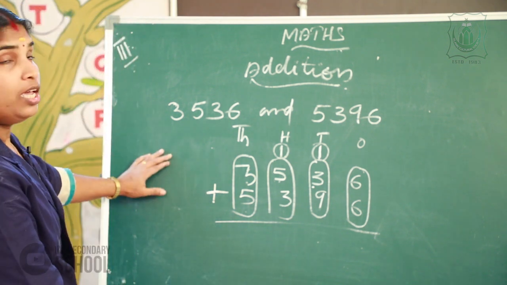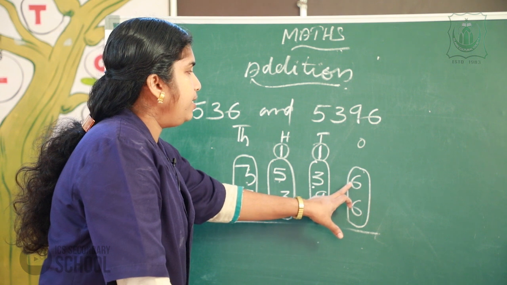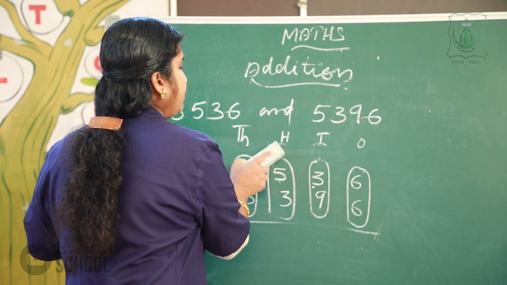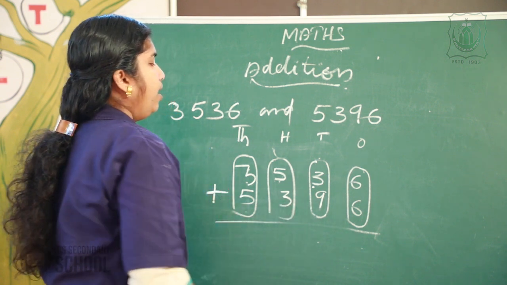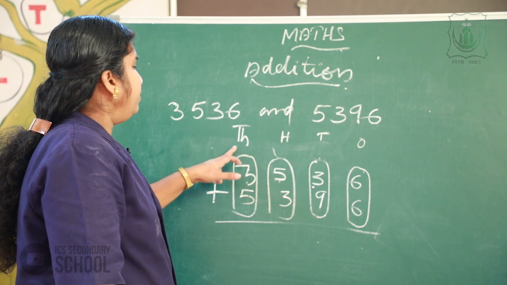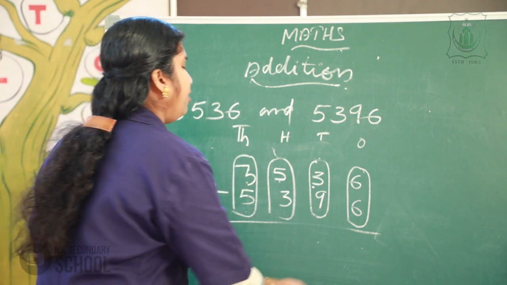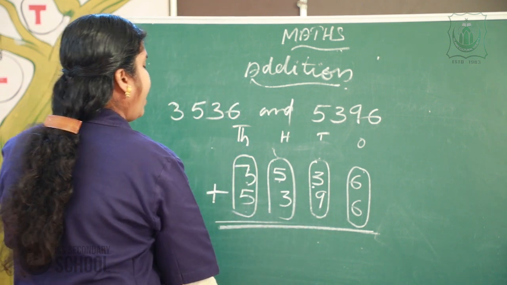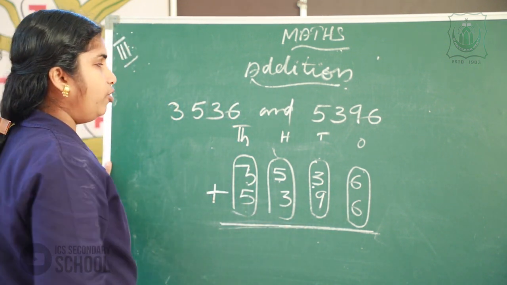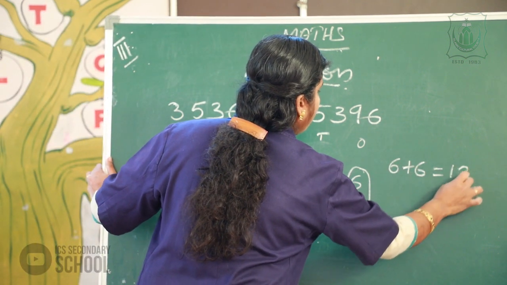We arrange the numbers in the column. Ones column, the digits are 6 and 6. Tens column, the digits are 3 and 9. 100 column, the digits are 5 and 3. 1000 column, 3 and 5. First of all, we add from the right side. Ones column digits are added first. 6 plus 6 equals 12.